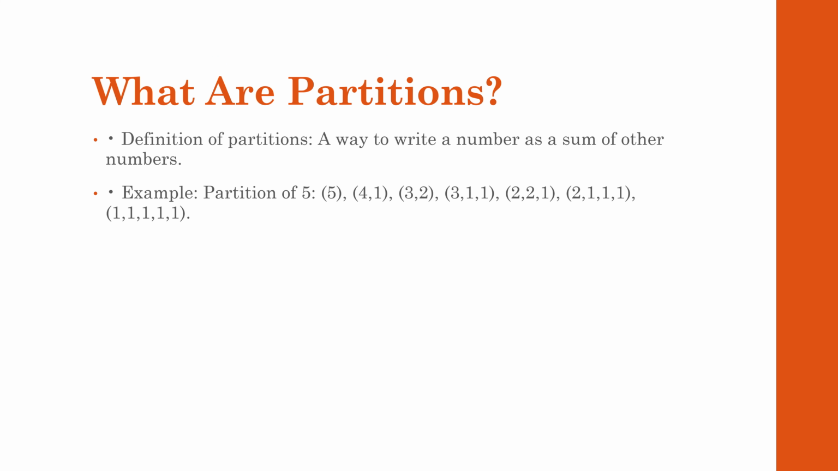What are partitions? Definition of partitions: a way to write a number as a sum of other numbers. Example: partitions of 5 are 5; 4+1; 3+2; 3+1+1; 2+2+1; 2+1+1+1; 1+1+1+1+1.